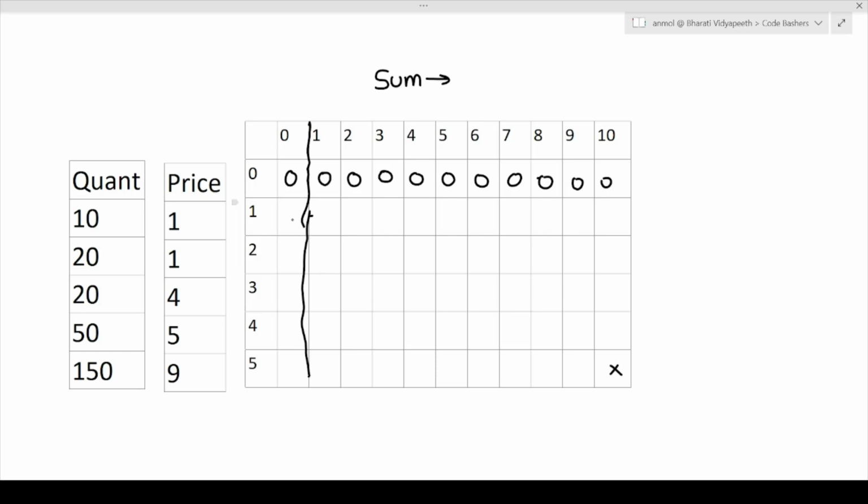Now what does this represent? At this particular time we have zero amount of money with us, but one item is available to us. We have zero amount of money, one item available to us.